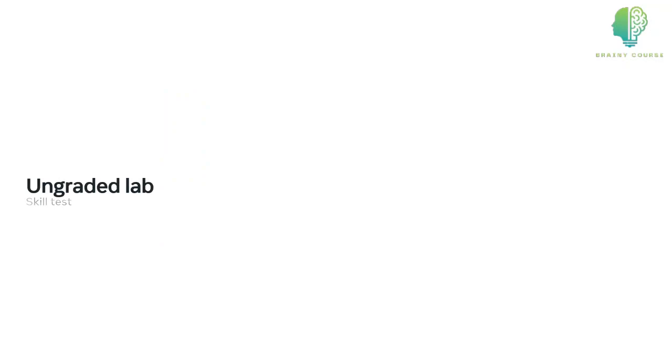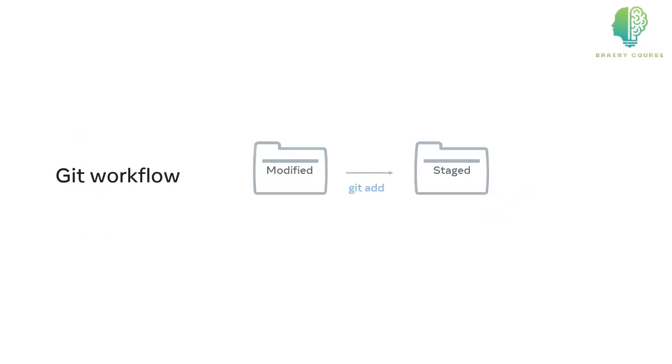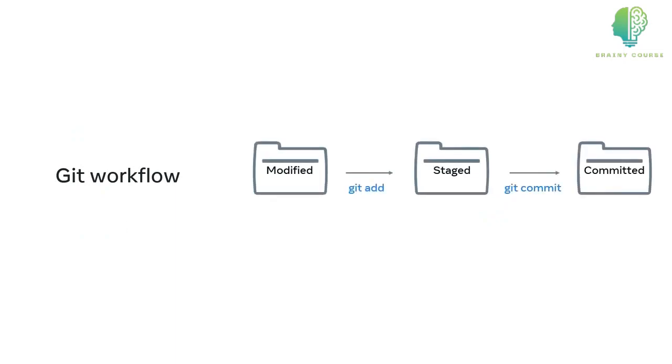Finally, the ungraded lab is an opportunity to complete a practical version control exercise by forking a repository, creating a branch, and committing a change. It also includes staging your changes and opening a pull request with the source repo.